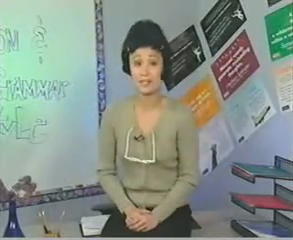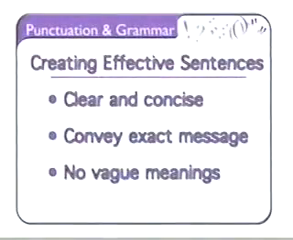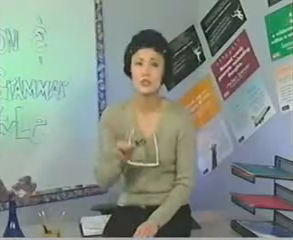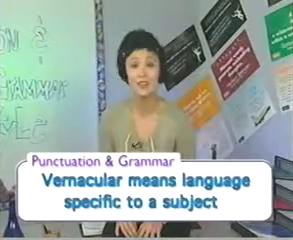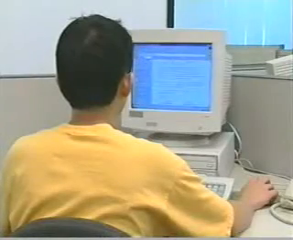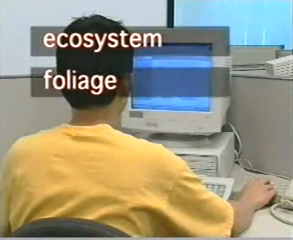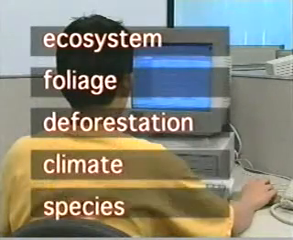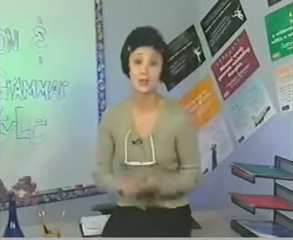With the various duties of sentences in mind, let's discuss some suggestions for creating effective sentences. Effective sentences are clear and concise. They convey the exact message with no extra baggage or vague meanings. To create effective sentences, you must choose your words carefully. Particular areas of study employ their own vernacular, or a set of words that are specific to a subject. As we research the rainforest, we will learn words like ecosystem, foliage, deforestation, climate, and species. Not only should we thoroughly understand this language, but we should use it when writing about our topic.